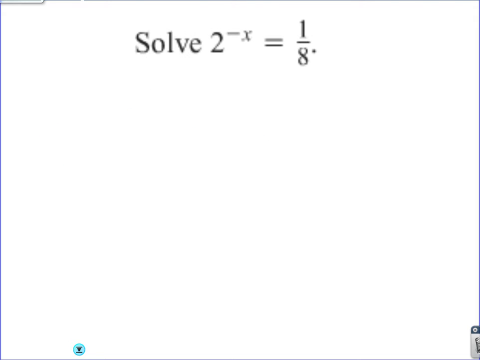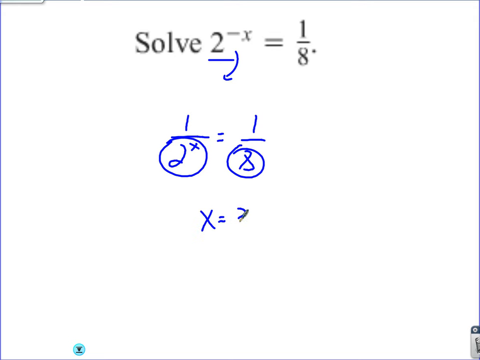Moving along. 2 to the negative x equals 1/8. And be careful here because this negative is already built into your equation. 2 to the negative x power equals 1/8. If you want to, you can rewrite that as 1/2 to the positive x equals 1/8. If you want to rewrite it, you don't have to. In order to make 2 to the x equal to 8, then x must be 3. And these are pretty easy. It's more review than anything.